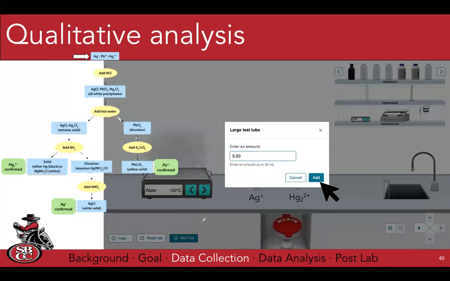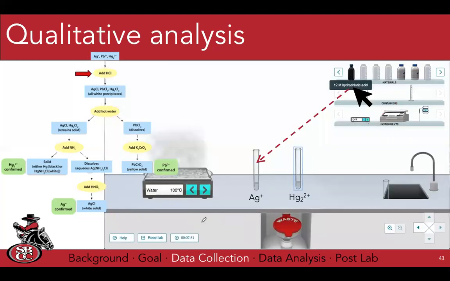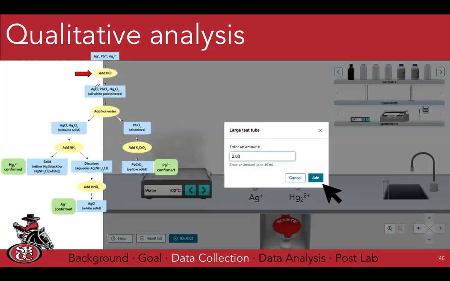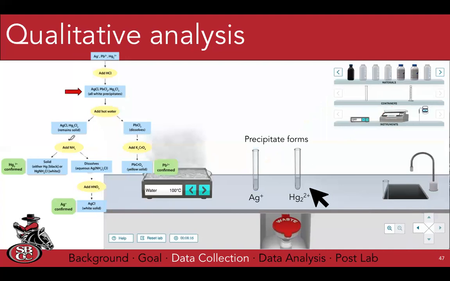And we'll put our salts in, about 5 mils for each of them. And we will add our hydrochloric acid. Because they are group 1 cations, as we've defined today, we expect to see a white precipitate when we add 2 mils of hydrochloric acid to each. And that's what we observe.